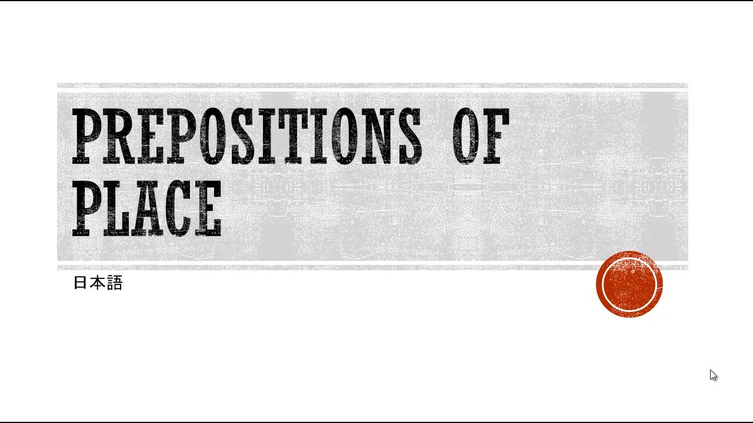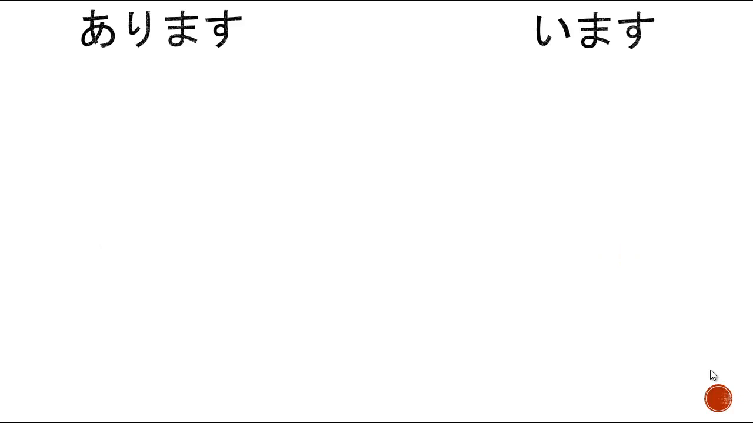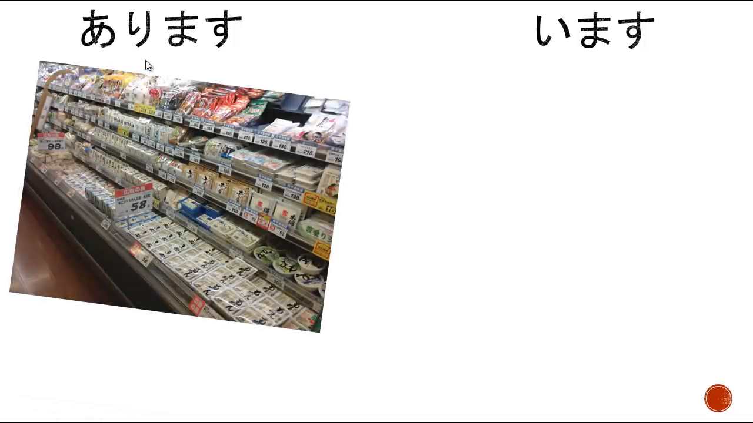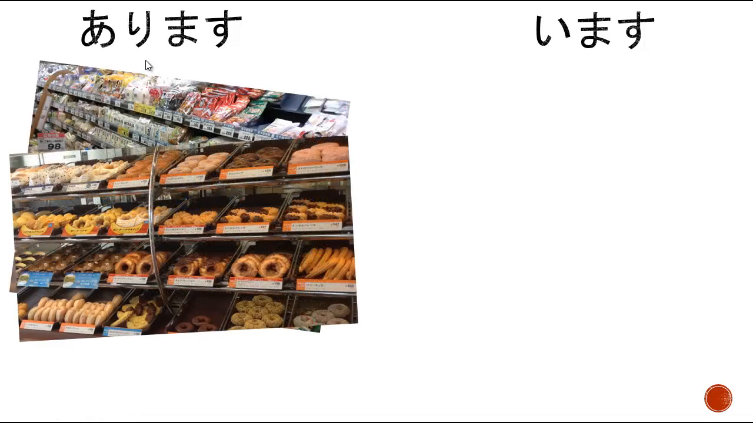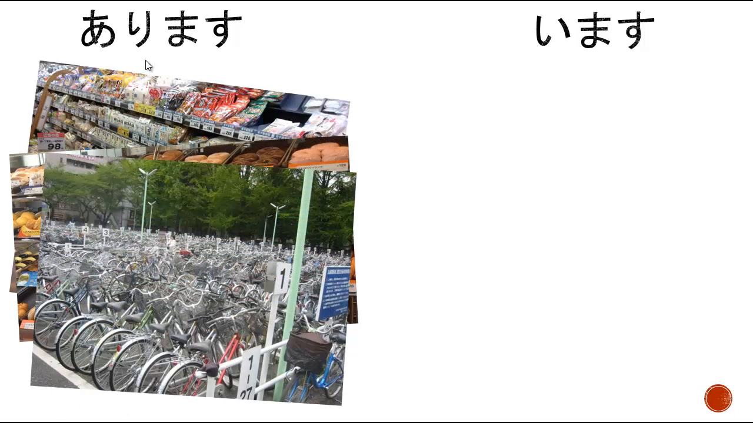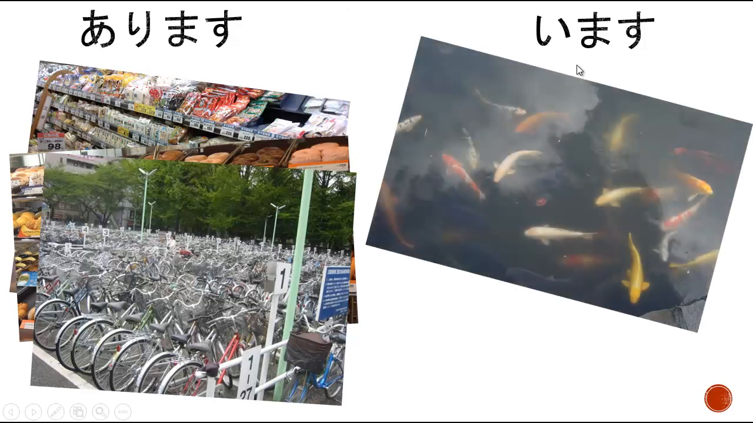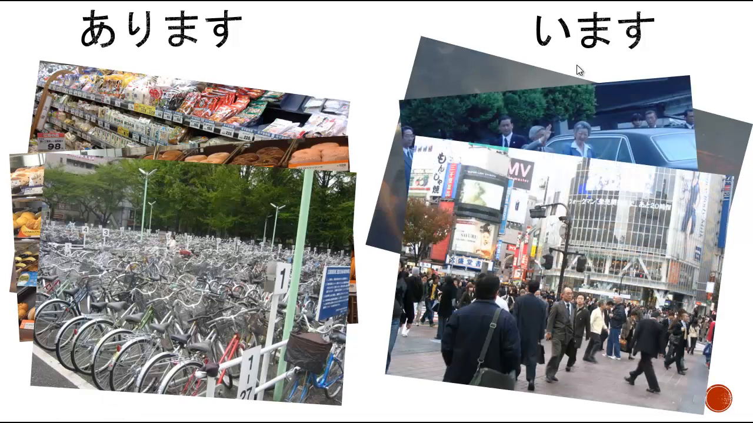Alright, we're going to talk about prepositions of place in Nihongo, Japanese. And we're going to use arimasu and imasu, which both mean exactly the same thing. They mean I have, or there is, or there are. Except arimasu is used for inanimate objects, for example, food and bikes. And imasu is used for animate objects, so living things, such as koi, the carp, or the emperor, or people.